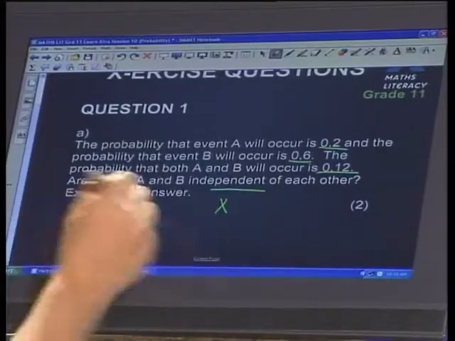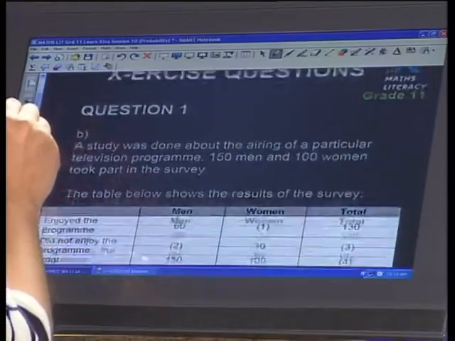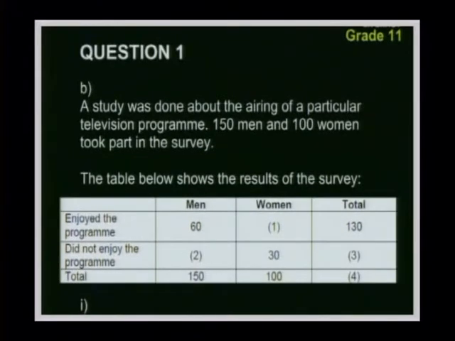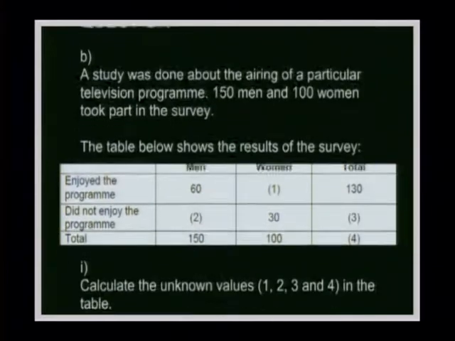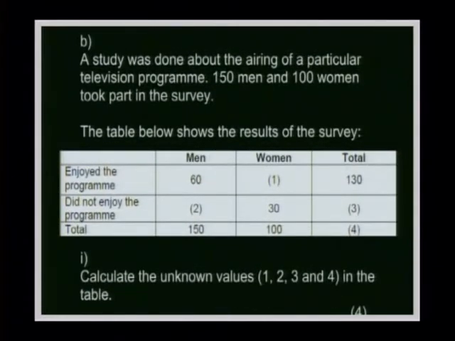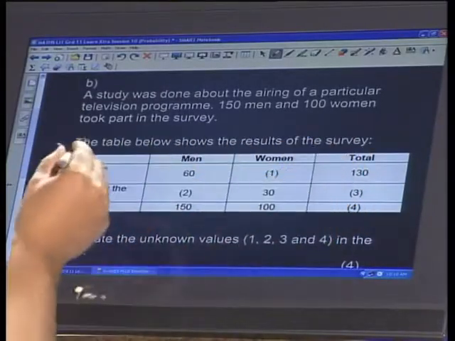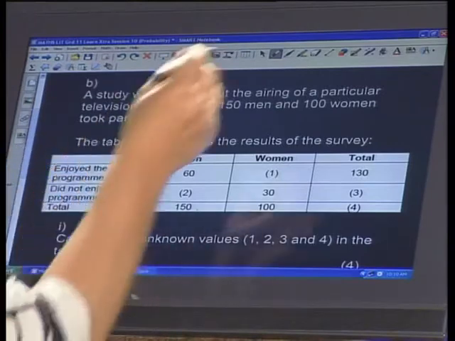Right, let's move on to the next question. The next question gives you a contingency table. So we're dealing with, the study was done between the airing of particular TV programs. 150 men and 100 women took part in the survey. What did they look at? Don't forget, analyze the tables carefully. So we're looking at 150 men, 100 women, and we're looking at, did they enjoy the program?